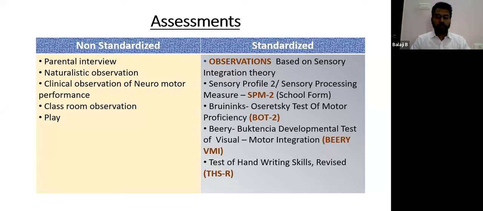This checks two components basically. One is your speed and dexterity and your legibility. So these are the two ingredients for an ideal handwriting. So when we have these two, then we know what exactly the child's age-appropriate handwriting is. So can we move on to the next slide, please?